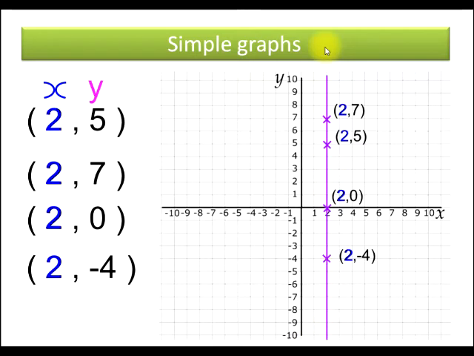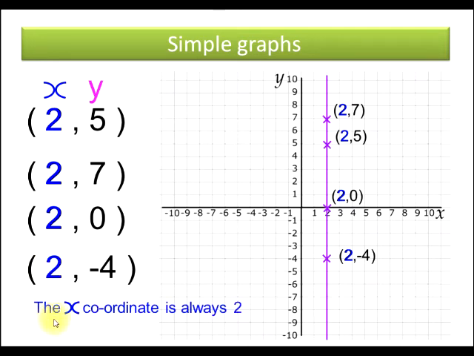Now, looking at them also, you should be able to see that to make this straight line is because they all have a 2 in them. And you can be a bit more specific. You could say, well, the x part, the x coordinate is always 2.